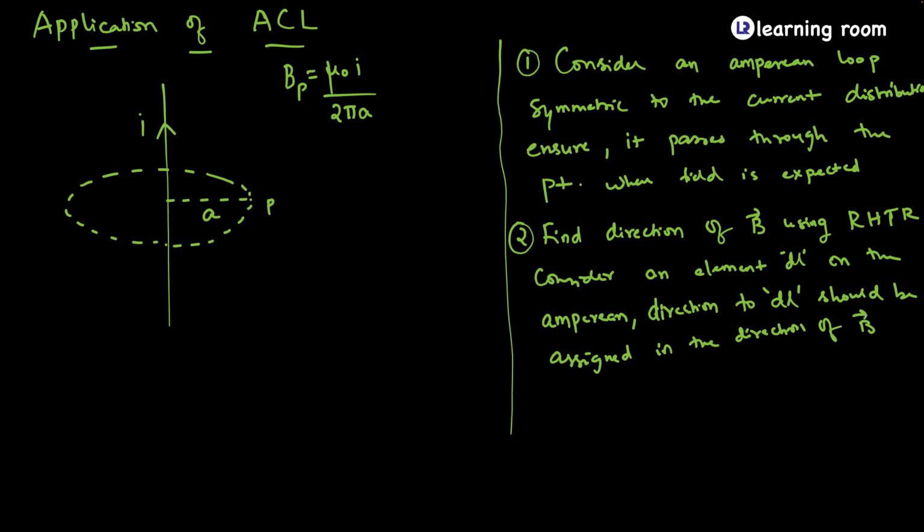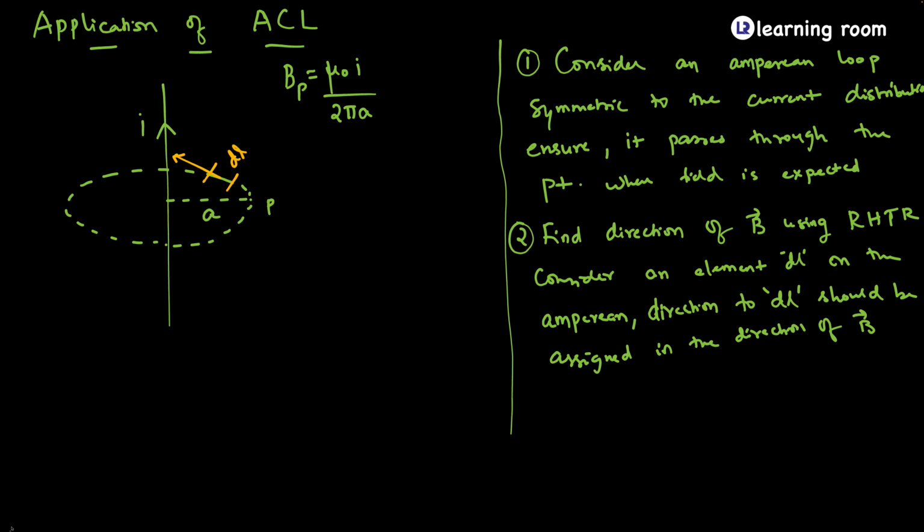So you assign the direction of dl in the direction of B vector itself. So what am I supposed to do here? I will consider a small element dl, and to this dl, I'm going to assign the direction. But before that, if I apply the right hand thumb rule, it says that the magnetic field is going to be into the plane. So at this point, it is in this direction. Since it is in this direction, I'll draw a tangent at this point, right? I'll draw a tangent to the Amperian loop.